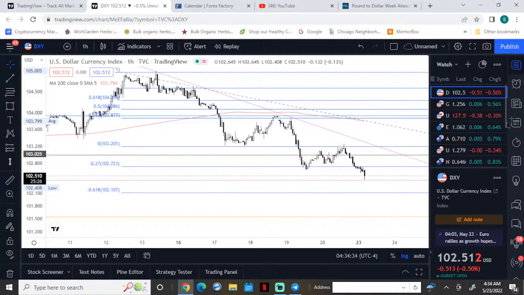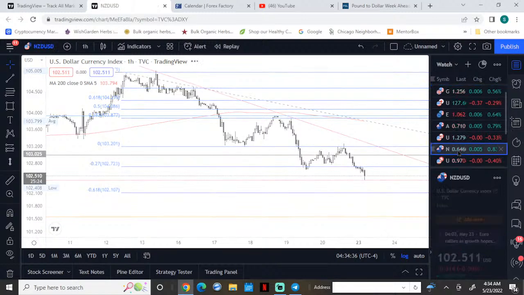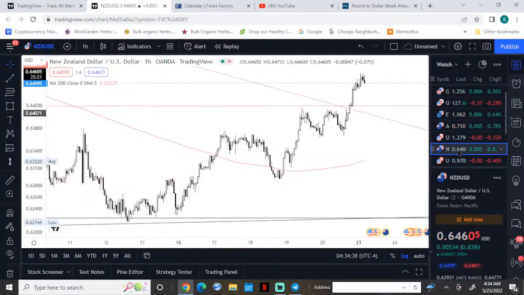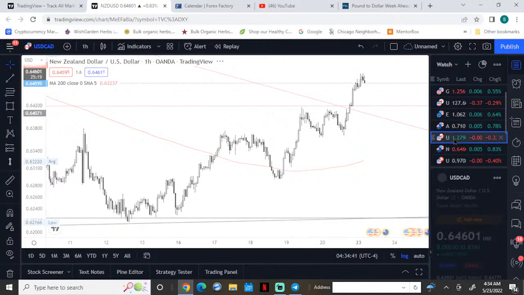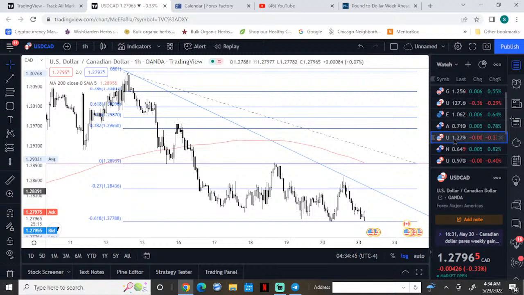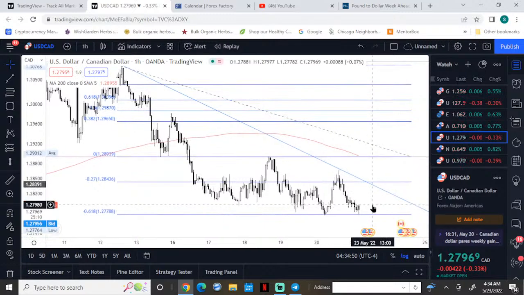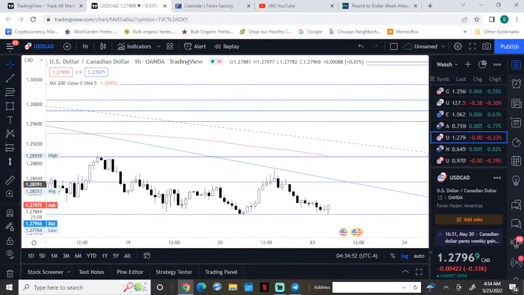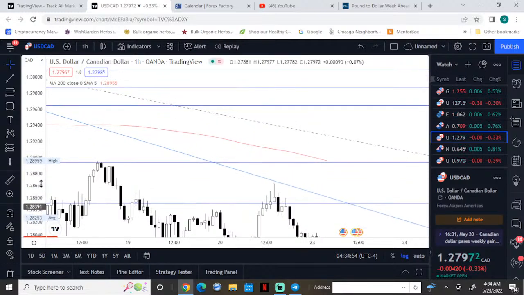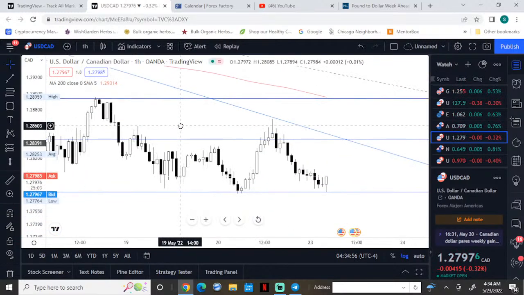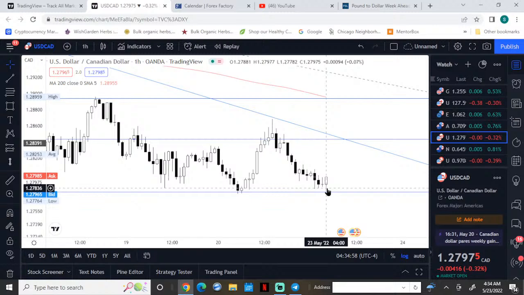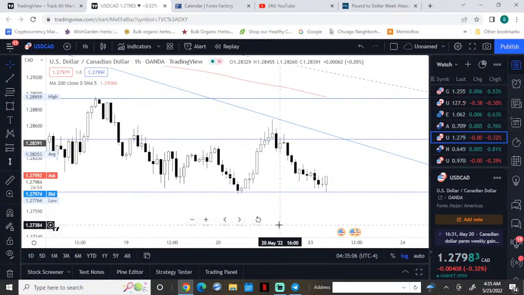All right, what was I on? I think was I on NU? USD CAD. We got 25 minutes. That is looking like a pin bar. It would be nice to trade that up to here. Look at that, look at that.